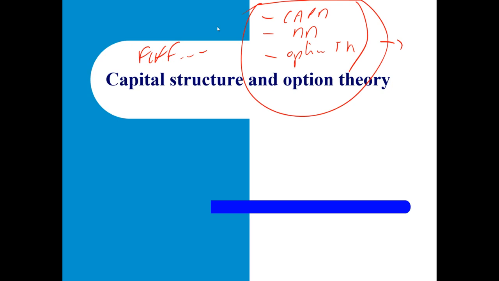So it's 3:30 or close to 3:30. It has been longer than what I expected, but that's life. What I suggest is we will finish Monday capital structure and option theory, but we will start now. But we take a break of 15 minutes, or maybe 15 or 20 minutes.